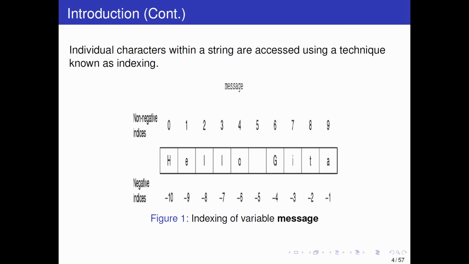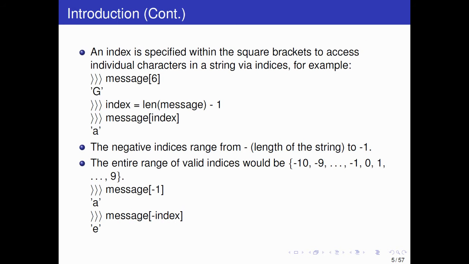So indexing, you understood. You want to go from left to right, you have to start with 0. You want to come from right to left, so you just start with -1. That is the indexing of the characters in a string. Now come here, the same thing we're doing. An index is specified within the square brackets to access an individual character in the string via indices.